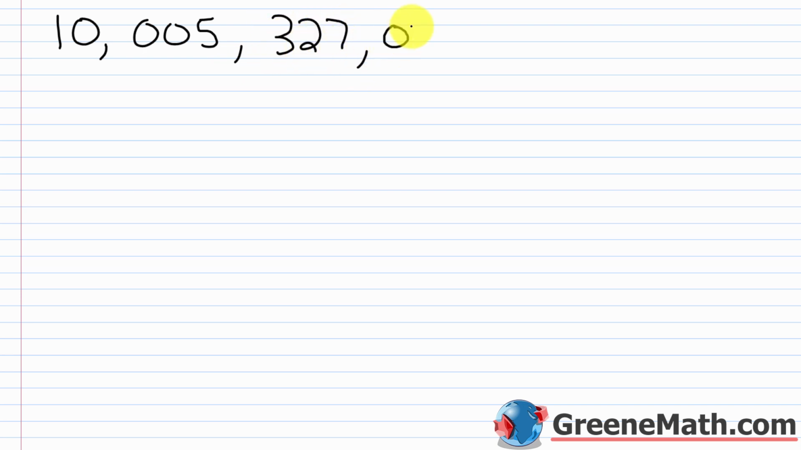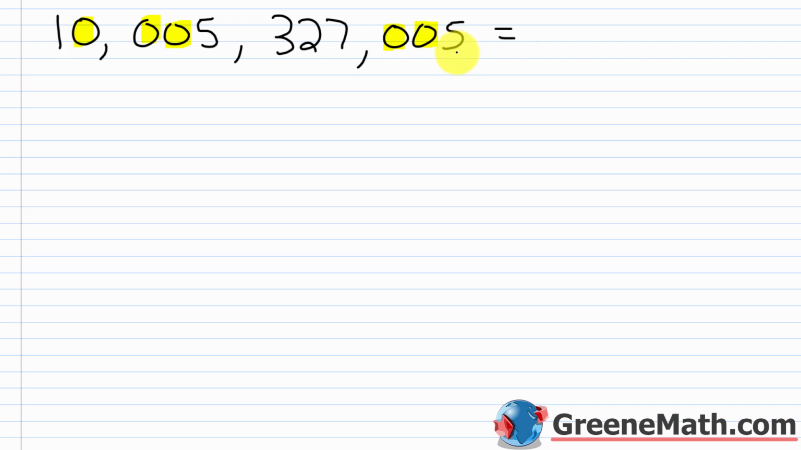Okay, for the last example, let's look at one that's really big. So we have 10 billion, 5,327,005. Now the good thing about this number is I included a lot of zeros. And when you have zeros and you write a number in expanded notation, you can skip them. So in other words, I'll have this 1 here. This is in the 10 billions place.